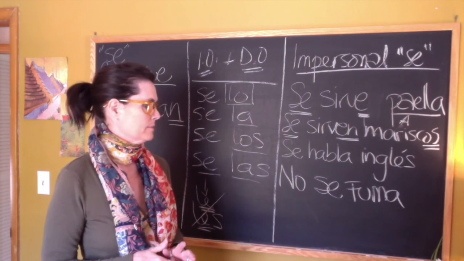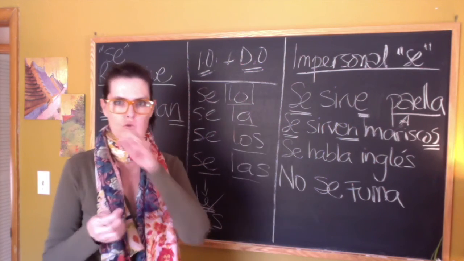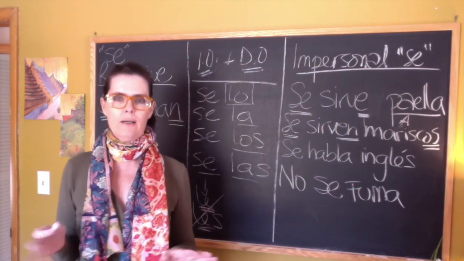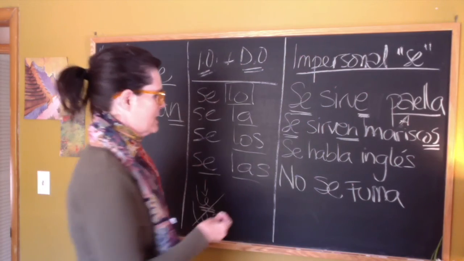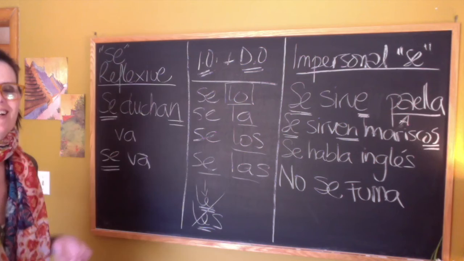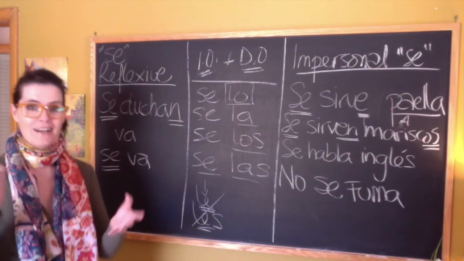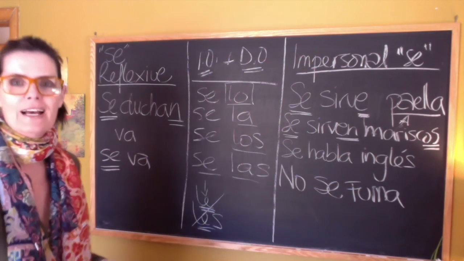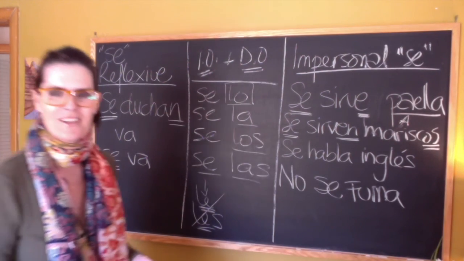So no se fuma. No se habla. Not speaking here, no se habla. So this, it's like very formal. So here's your three ses. I'm giving you just a little bit of a summary. Hopefully I have not confused you even more than before.